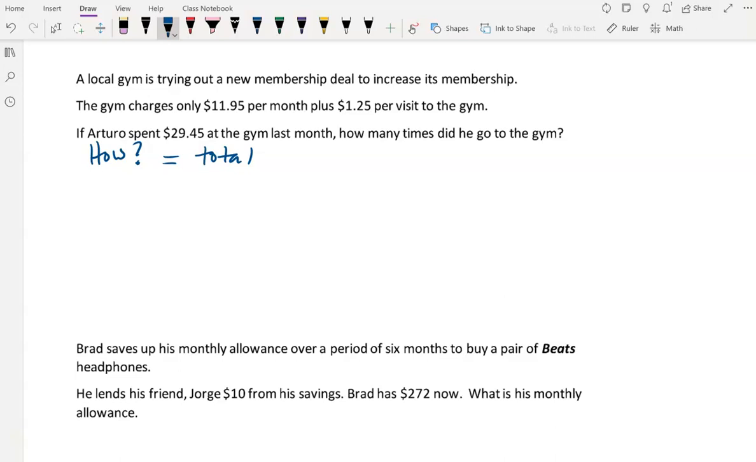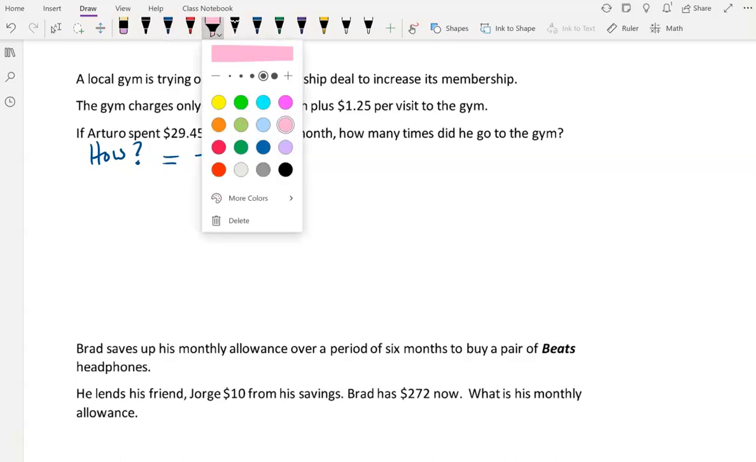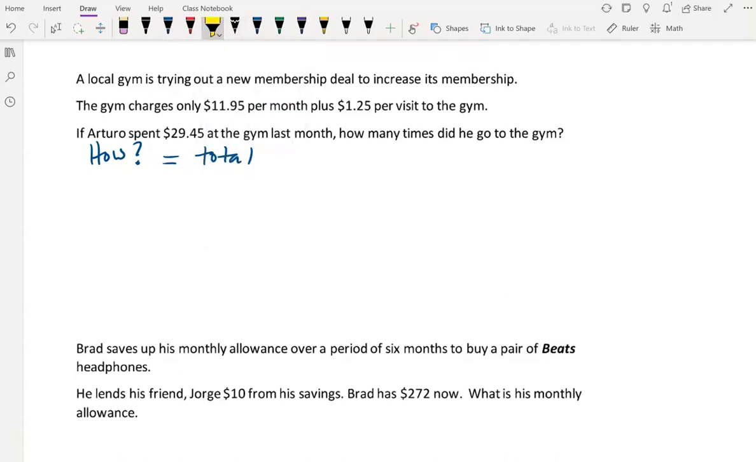So again, if we look at this question, it says that the gym charges $11.95 per month plus $1.25 per visit to the gym, and Arturo spent $29.45 at the gym last month. How many times did he go to the gym? The other thing you have to look for is, what is it that we're trying to answer? What question is being answered when we get done? In this case, we want to know how many times did Arturo go to the gym.